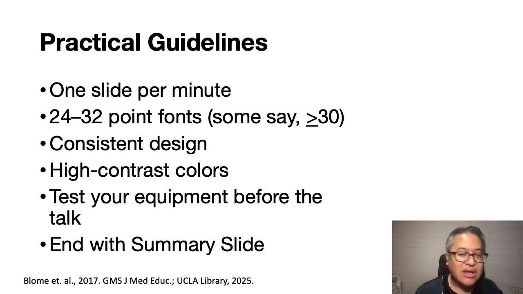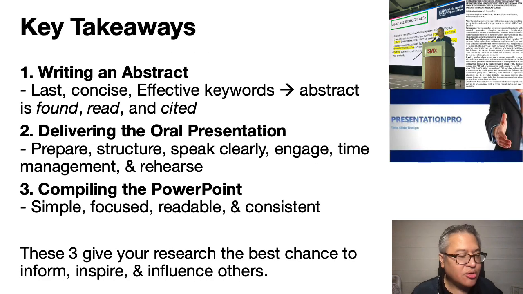Now, experts agree that presentations should end with a concise summary slide that restates the central message. This is your final impression, so keep it sharp, focused, and memorable. So to conclude, let's summarize today's lecture. Number 1, writing an abstract. Write it last. Keep it concise. Include key information and choose effective keywords. Your abstract determines whether your paper is found, read, and cited.